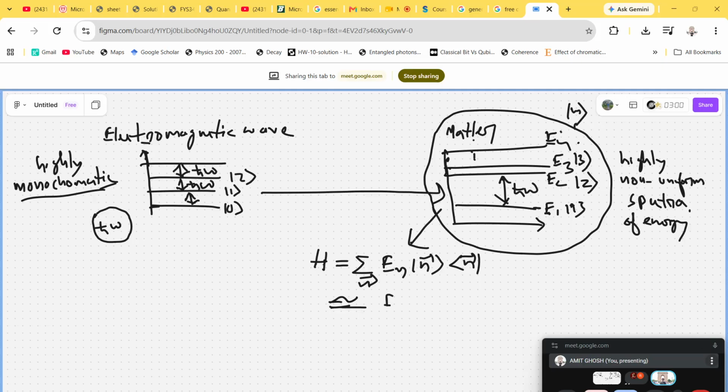That's why you can approximate it like this. So suppose this gap is h cut omega, E1 and E2. So only these two will survive. I mean survive means take part in the interaction. E2, |2><2|. So this you can approximate. So this is your two level approximation.